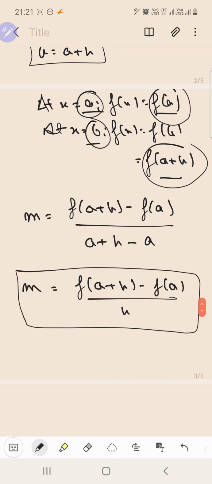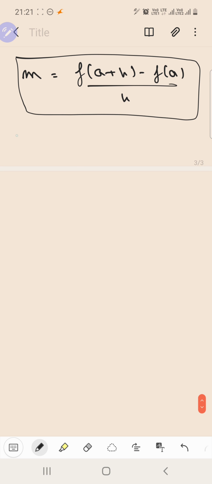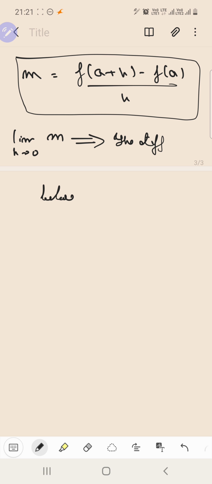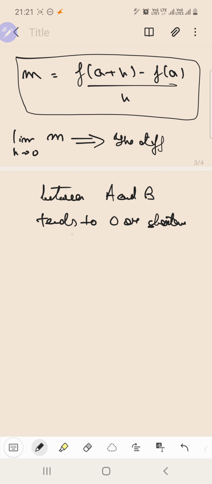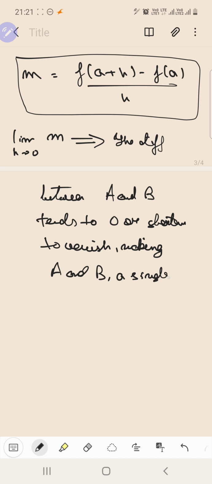Now suppose we do one thing. We set a limit h tends to 0, which basically means that the difference between A and B tends to 0, or shortens to vanish, making A and B a single coinciding point.